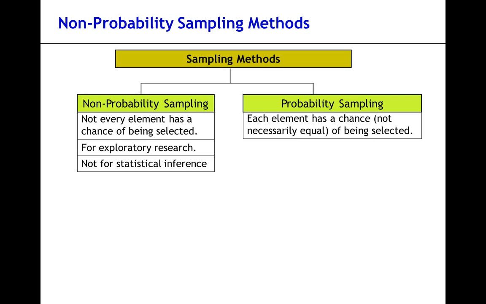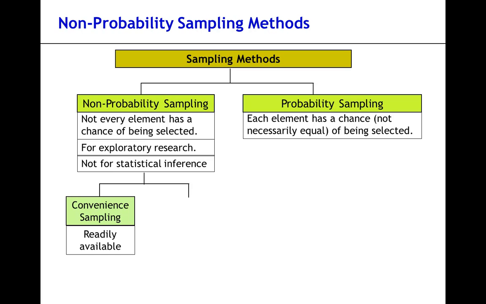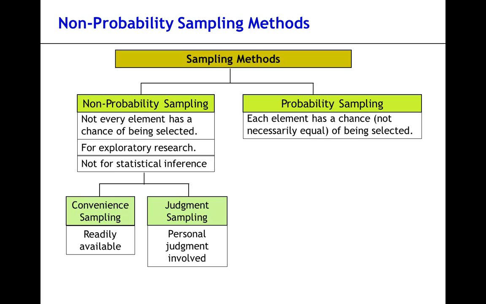One type of non-probability sampling is convenience sampling, where the sample is selected based on whoever is readily available at that point of time. So this is totally random and no planning is involved. Another type of non-probability sampling is judgment sampling, where the sample is selected based on who the researcher believes is a good representation of the population. So personal judgment is involved.